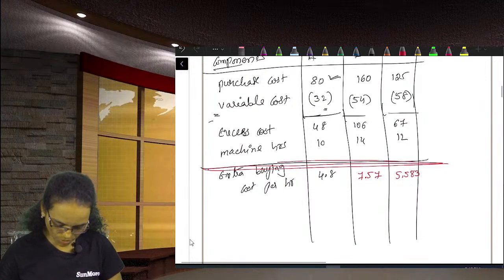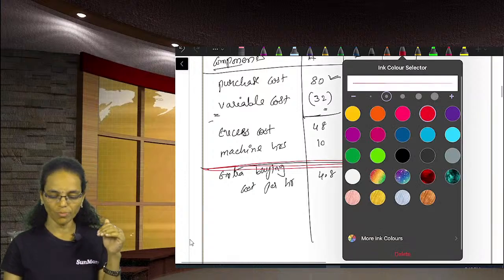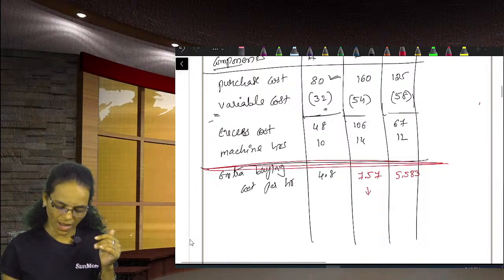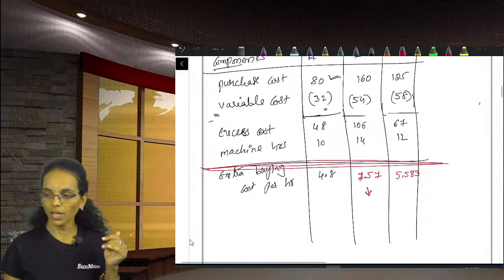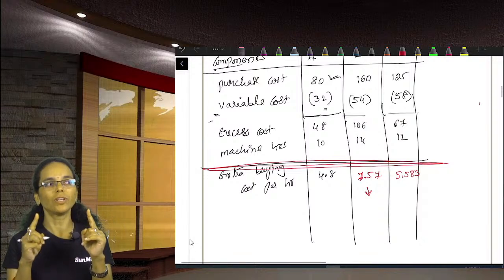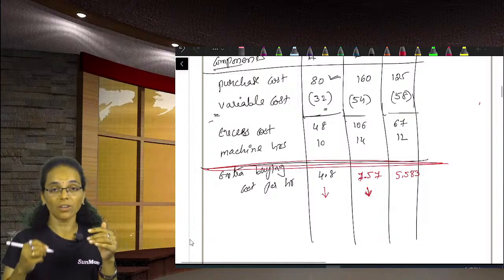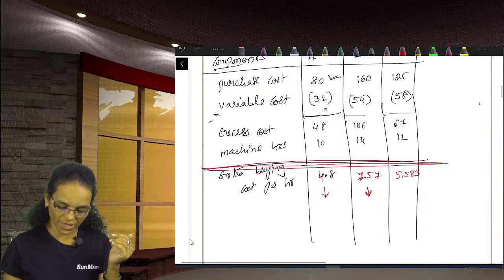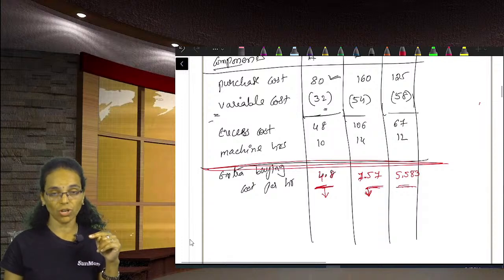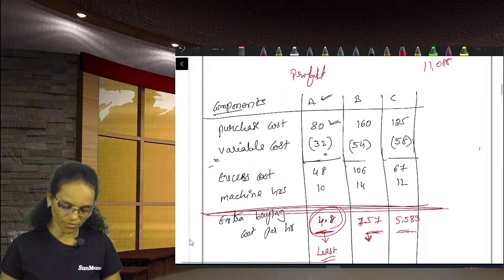Here again I get a doubt, which component should be purchased from the external market. If I go for purchasing this product, for utilizing an extra machine hour, I am incurring 7.57 as a cost. So I will go for the one which is costing me very little. The extra cost here is 4.8, which is very low compared to these two. It is the least one, so I will go for the least one. So the least one is A.